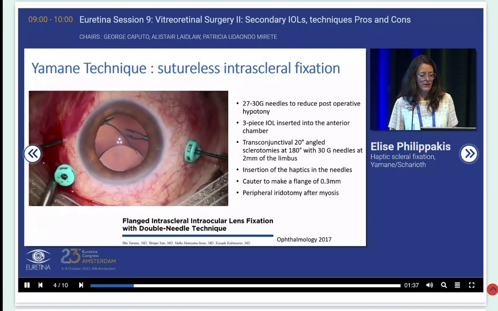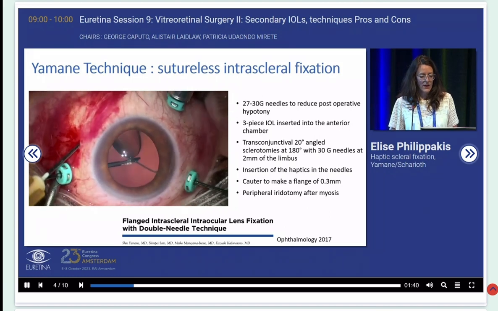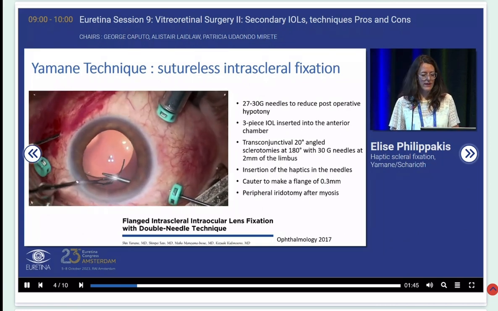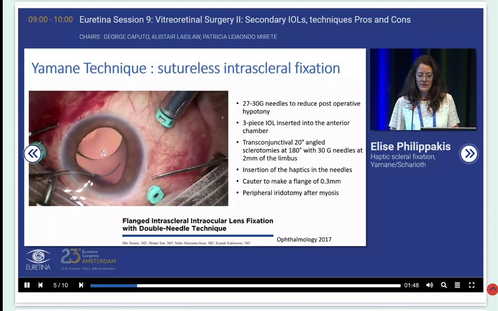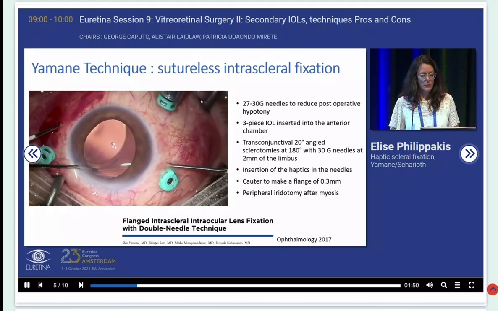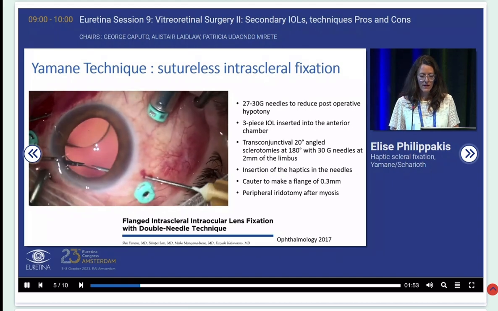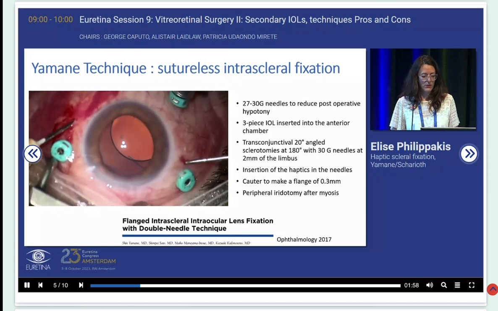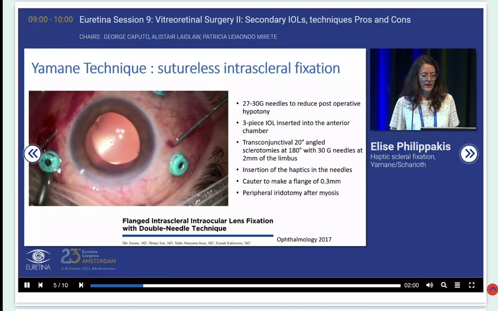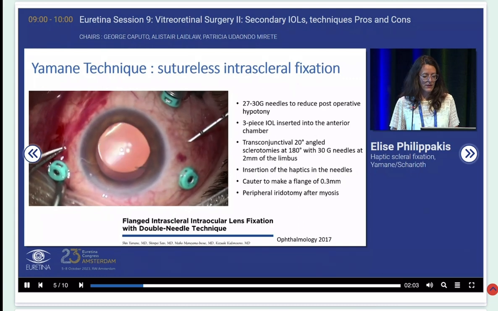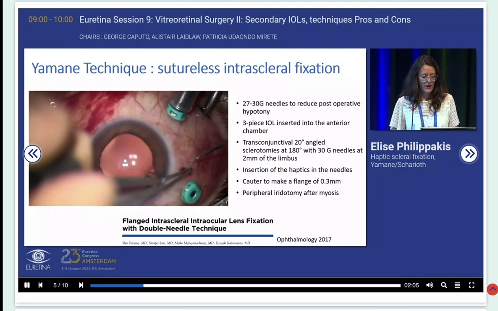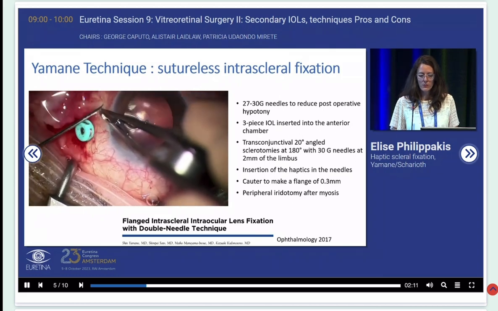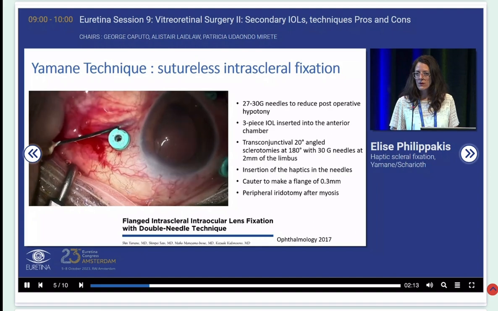and we stick the haptic inside the needle, doing this on both sides, and the tunnels must be at exactly the same angle, exactly 180 degrees, to have this perfect centering of the lens and no tilting. Then when you take the haptics out, you have to do it simultaneously, and then you heat the end of the haptic to make a plug, and you put it in. In the original technique, peripheral iridotomy is performed, but that depends also on what distance from the limbus you put it.